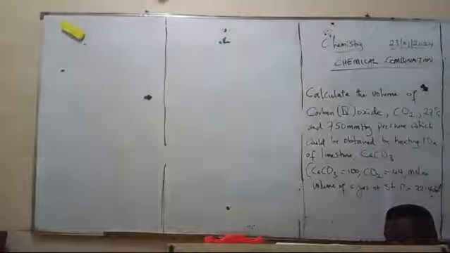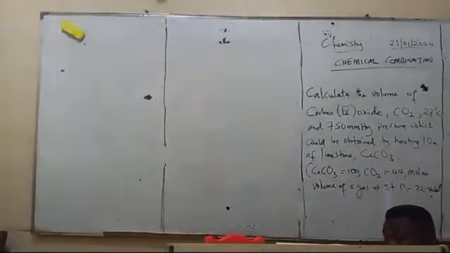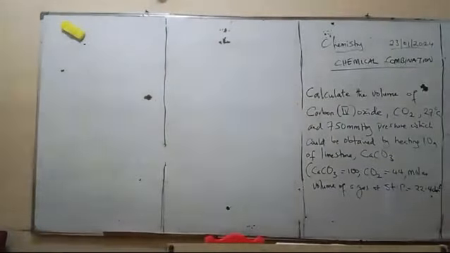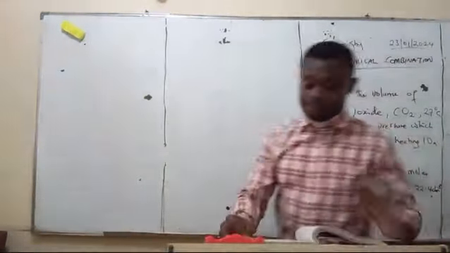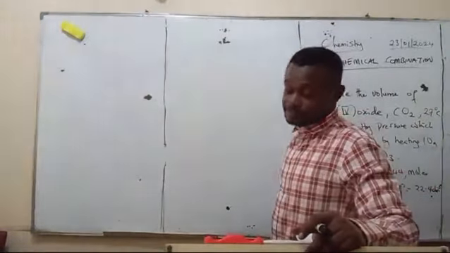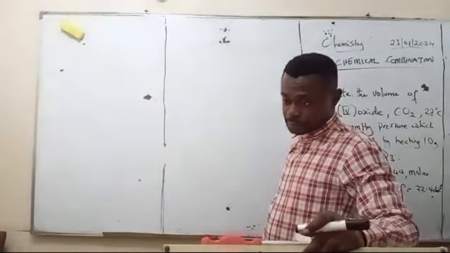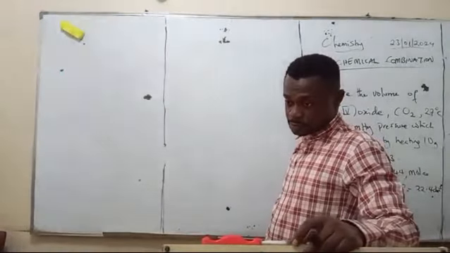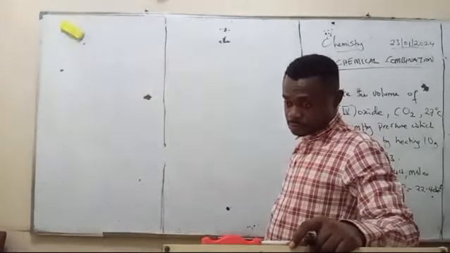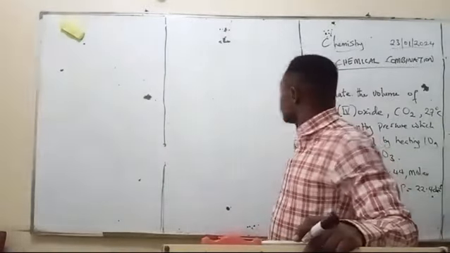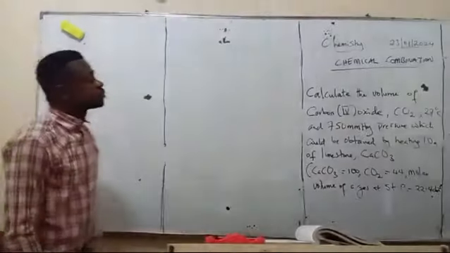Then the second thing is to balance the equation. Okay, balance it now. It's balanced. Is it balanced? Yes, it's balanced. So what next? Just do a rundown of the steps to take. Calculate the volume of carbon dioxide at 70% pressure, which could be obtained by heating. Then we have to calculate the volume.